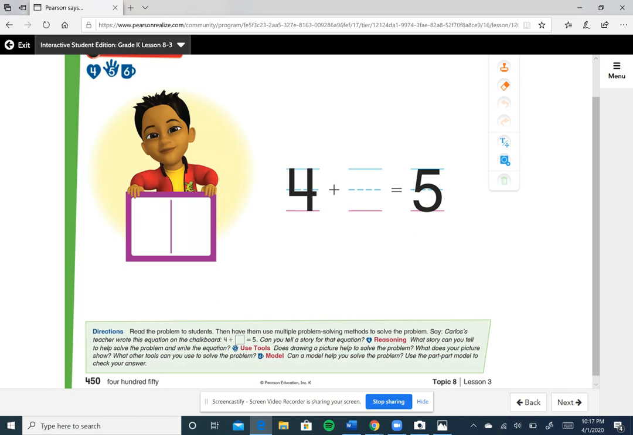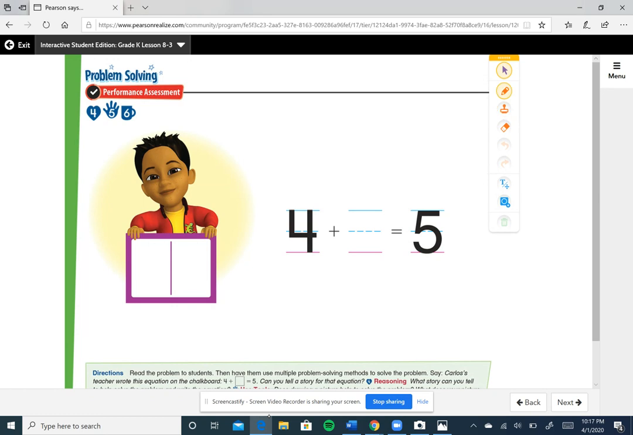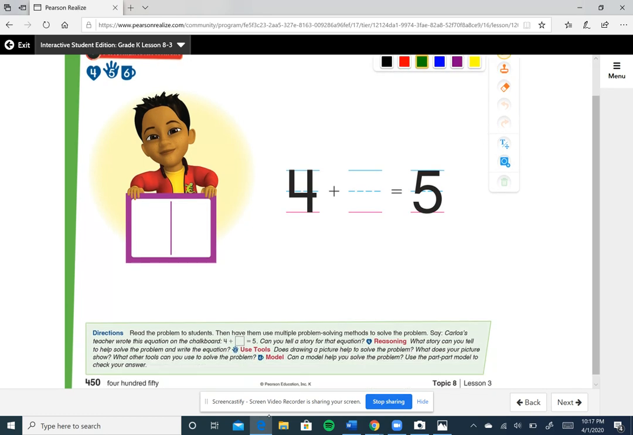Perfect. So we need to find this missing number. And the equation says 4 plus something equals 5.